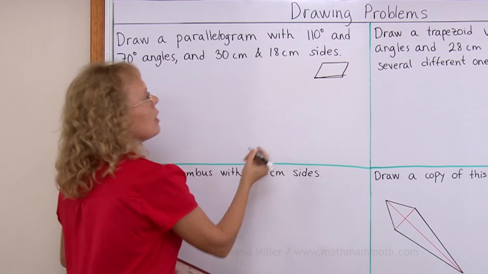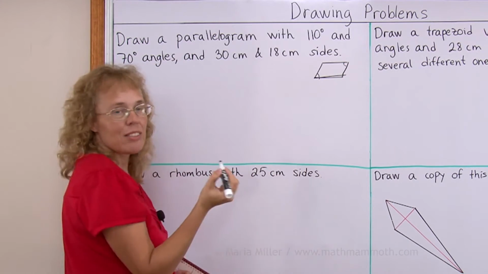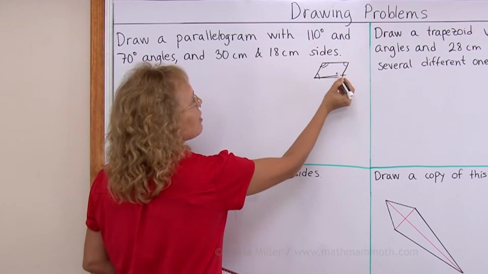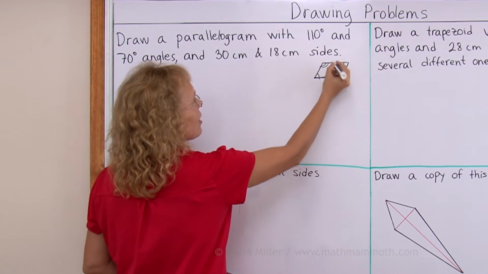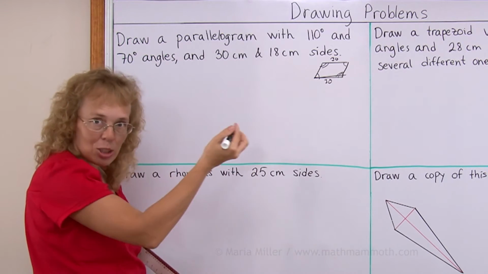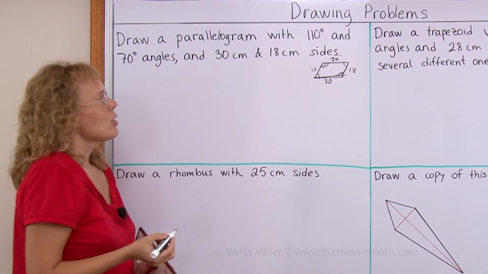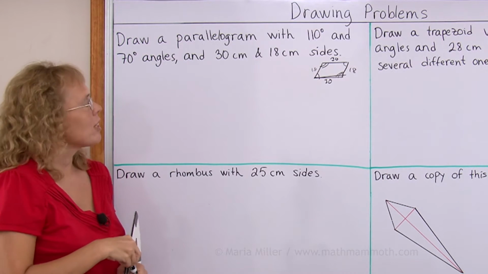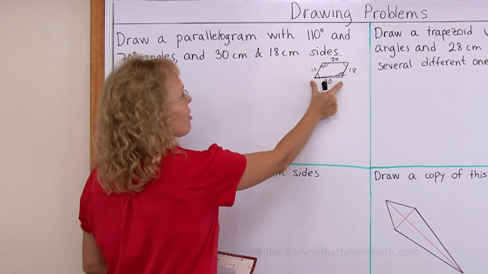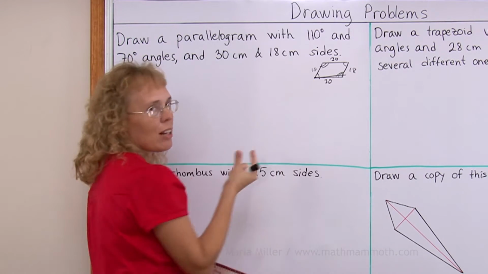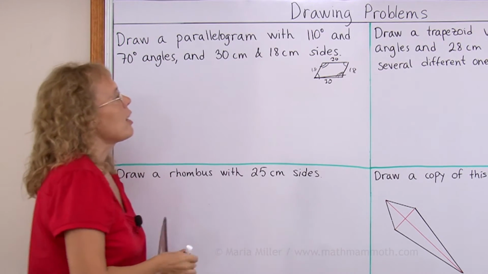Okay. If this is the 70 degree angle, then this also will be 70 degrees. And then if this is 110, then that also is 110. And then if this is 30, then the opposite side is also 30. And the same for 18 here, okay? So it looks like all my information is given here, and I can just get started by, for example, drawing the 30 centimeter side, after which I can draw those two angles, and then measure the 18 centimeter sides.